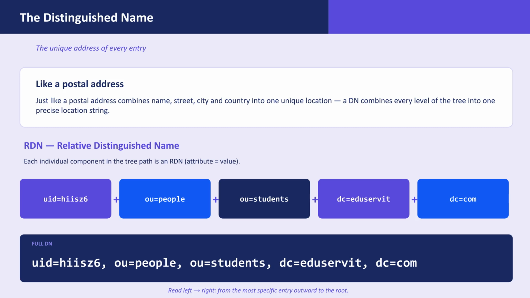When you chain all the RDNs together from the leaf all the way up to the root, you get the full distinguished name: UID equals HIISZ6, OU equals people, OU equals students, DC equals EduServe IT, DC equals com. Read it from left to right. You start at the most specific level, the individual entry, and move outward to the root of the organization. This DN is completely unique. There can only be one entry with this exact path in the entire directory. That is what makes it a reliable identifier.